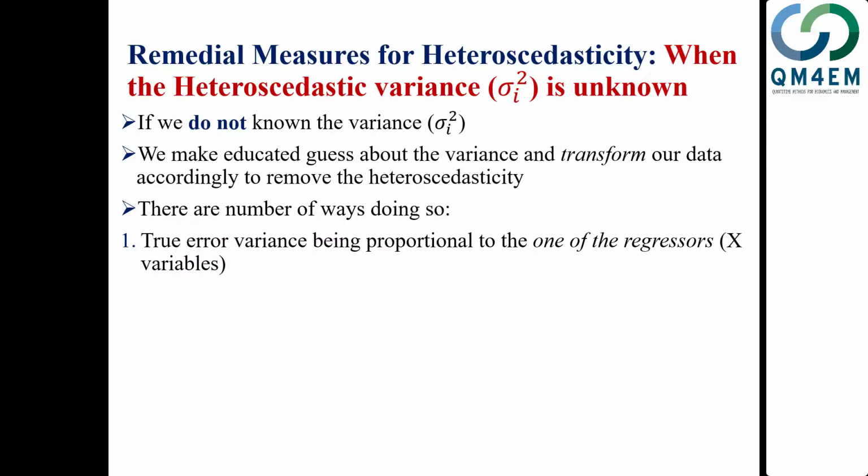The first one you can think of is that the true variance is proportional to one of the regressors, or X variables. So all we do is take one of the explanatory variables, divide the entire model, that is the Y variable and each X variable, by that X, and then we run the model and see if the heteroscedasticity is removed. So that's one remedial measure for removing heteroscedasticity from the data.